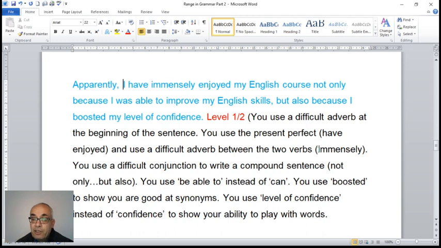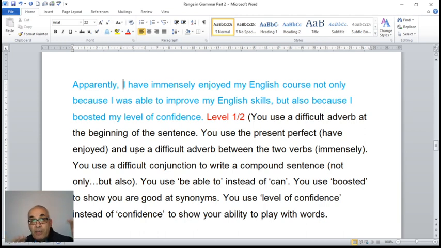Immensely means a lot, or largely, or greatly. It is a difficult adverb. It means like much. But because you are level 2, you don't use much. You use words from level 1 or level 2. You use a difficult conjunction to write a compound sentence.